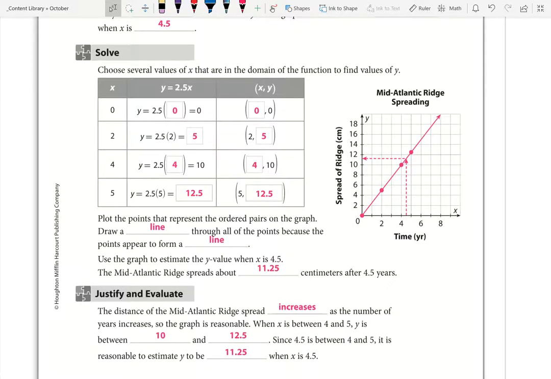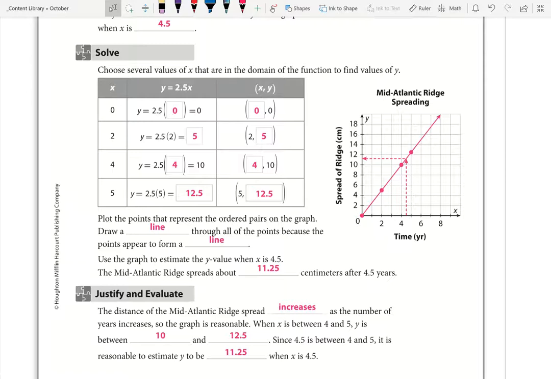So they're plugging in numbers like 0, 2, 4, and 5 because it doesn't make sense to plug in a negative number of years, right? So they plug in 0 to find out how far it's gone after 0 years. They plug in 2 to find out how far it's gone after 2 years. They plugged in 4 and they plugged in 5 to find out how far it's gone after 4 and 5 years. So when they plug those numbers in, at 0, they get the answer of 0. So they plotted the point 0, 0.